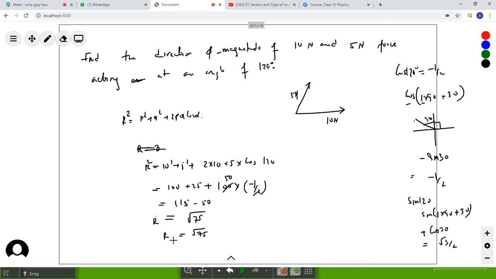Now we have to find the direction. You have to find the direction. Find the direction, use that tan theta one.